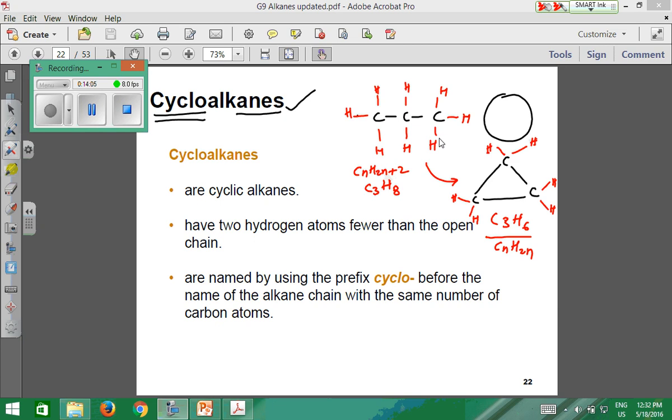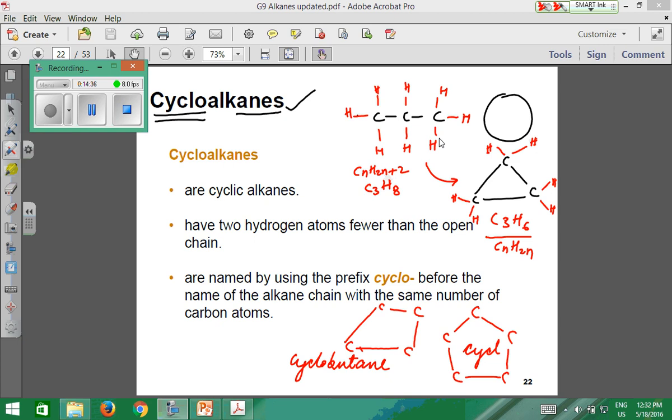We will see. For example, this is propane. If I write, I have 4 carbons. So one here, another here, another here, another here. So 4 carbons. We'll call it cyclobutane. Another, if I have another member like this, cyclopentane. See the word suffix. Here you will have a prefix. The prefix cyclo will be there. So this is called cyclopentane.